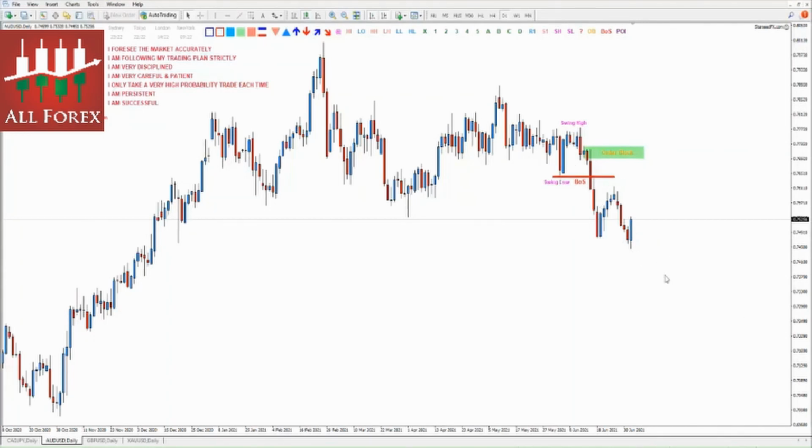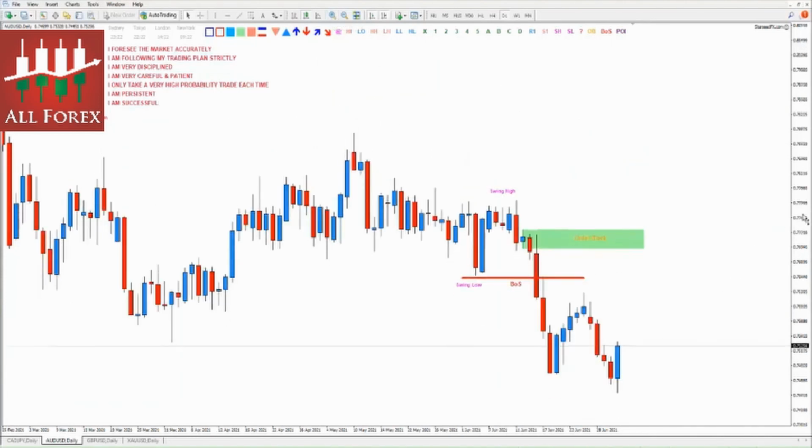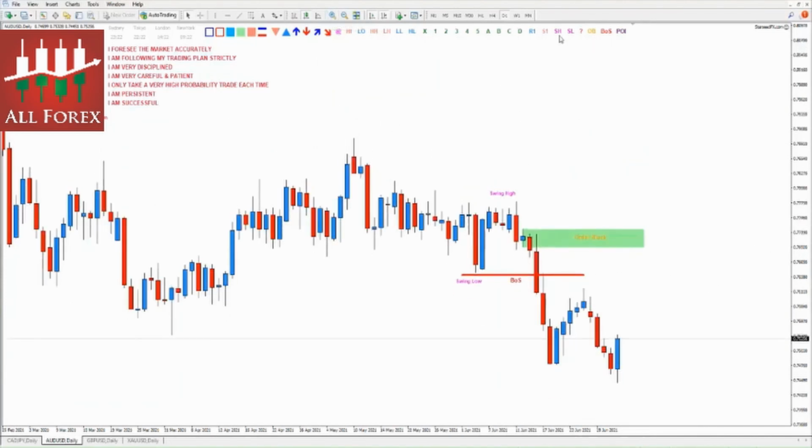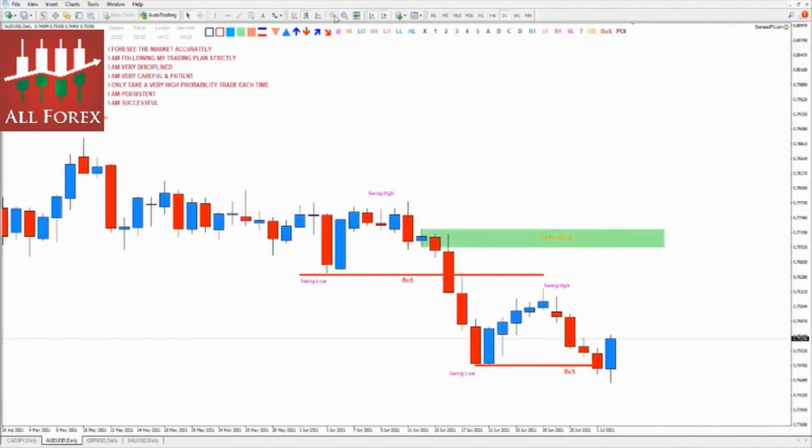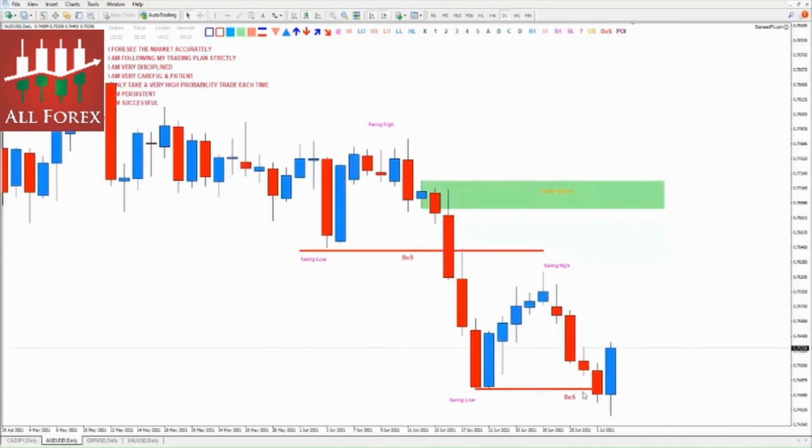Now, a week after that, we got this situation. Let's make it bigger. When I take a look, this is a new swing high and this is a new swing low. Now, there is another new break below, right? This is a break below with its body, so I will consider this a break of structure. Let me make sure that it is a break below. Yep.